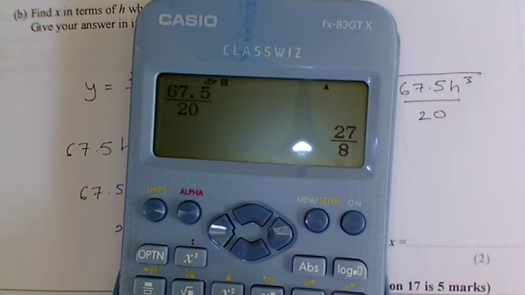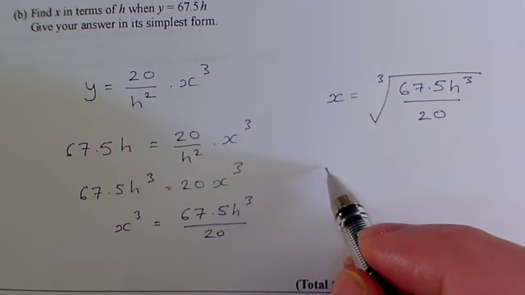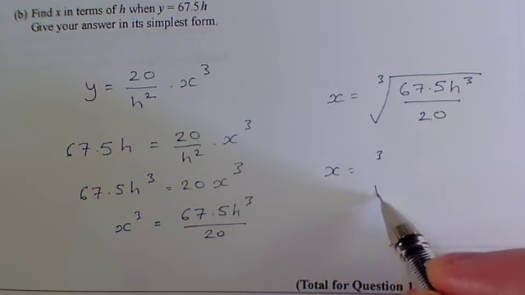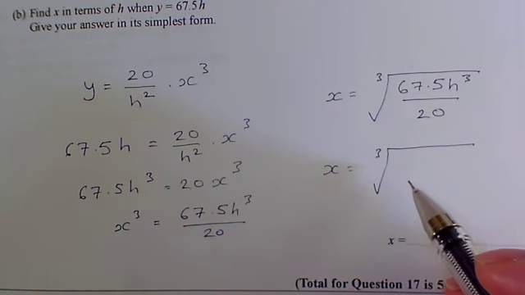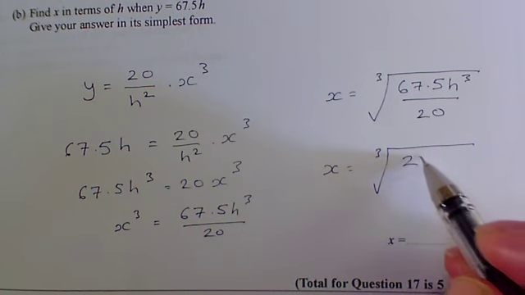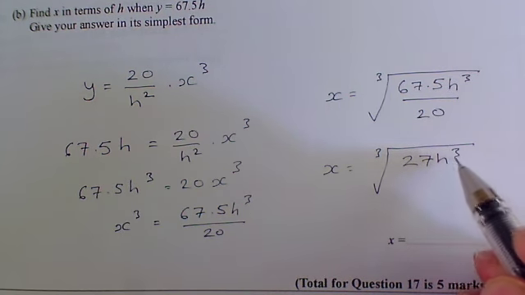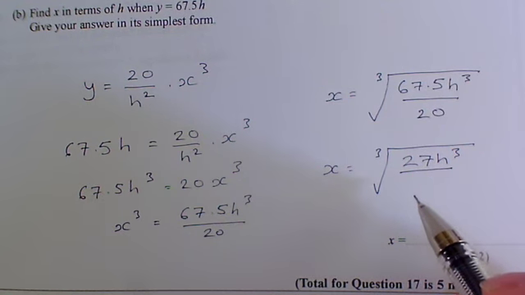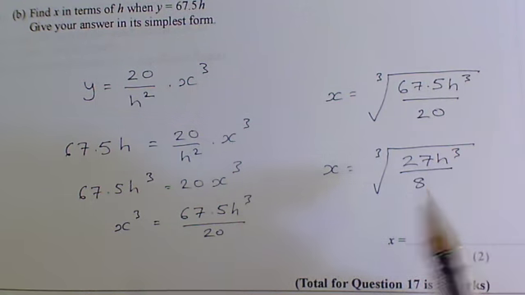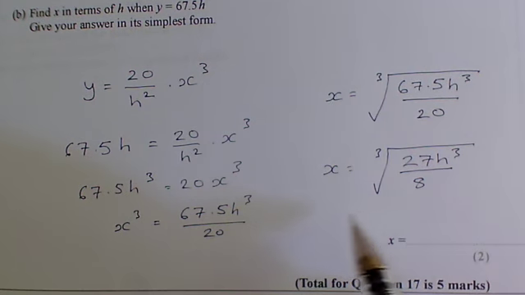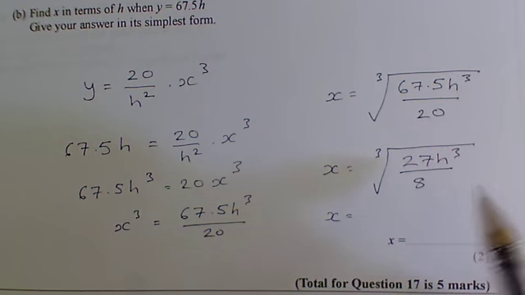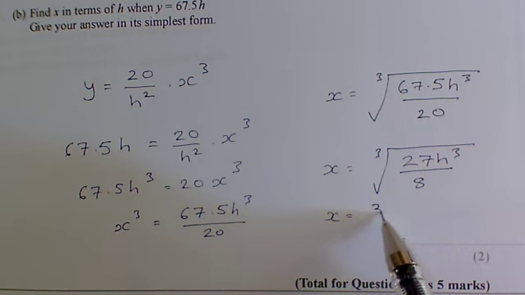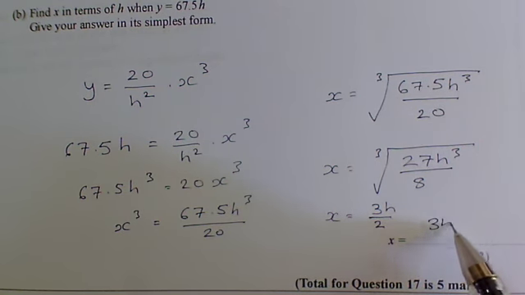And apparently it's the same as 27 over 8, so I was right. So x is equal to the cube root of 27h cubed over 8. And all those numbers can be cube rooted, can't they? The cube root of 27 is 3, h cubed cube rooted is h, and the cube root of 8 is 2. So that means that x is equal to 3h divided by 2. And that is the final answer. So x is equal to 1.5h, or 3h over 2.